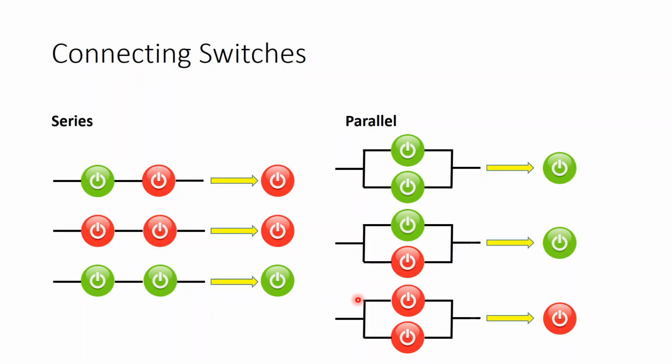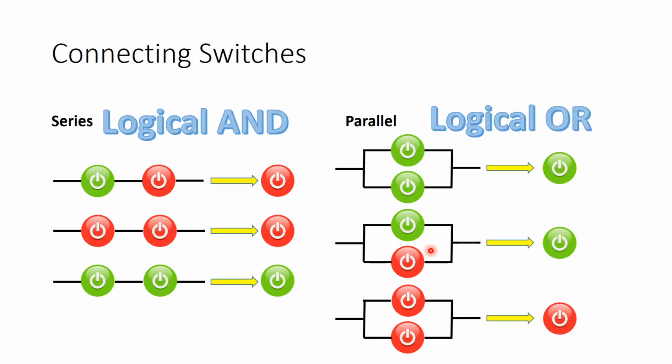I hope this is very clear to you. So these are the two different types of working that happen when we connect switches in series and parallel. And please note, there are no other possible ways of connecting two switches. Okay, so when we do this, the series connection works like a logical AND.